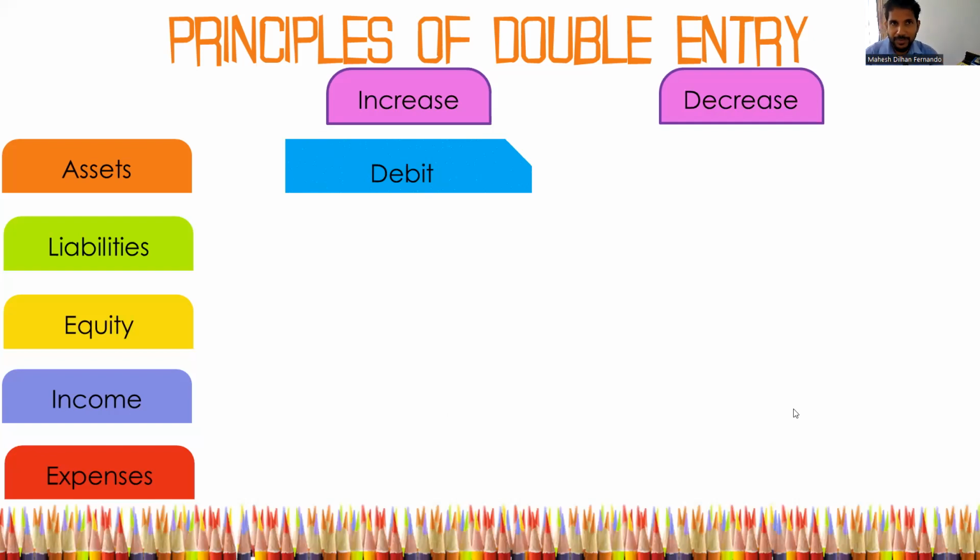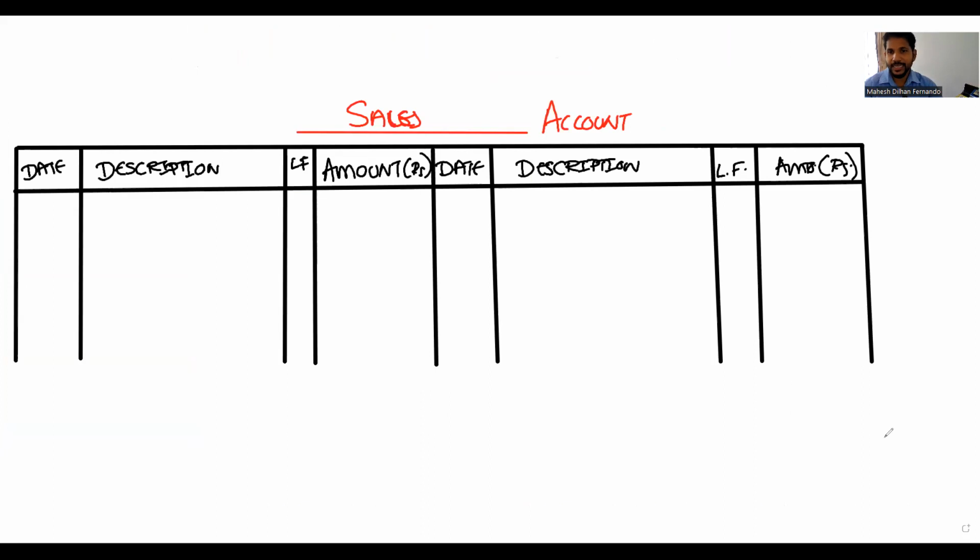For an example, let me show this to you. Our ledger account format. Let's say this is an asset account, the cash account, something that everyone knows. Now let's say the owner has invested 100,000 cash. Now, do you see? This is an increase in assets.